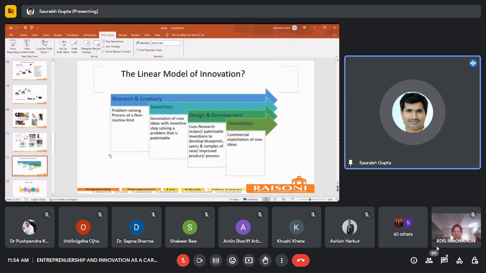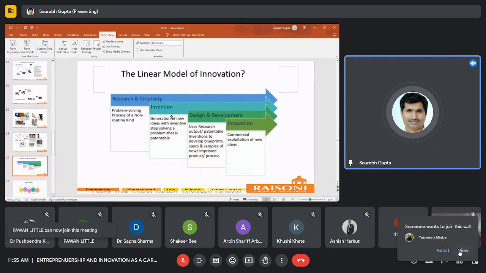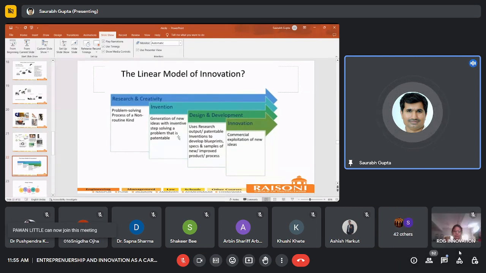So this is the linear model of innovation. First is research and creativity. That is the first part. Here we have to solve a problem or process of a non-routine kind. So more effort is required here. Then it goes to the invention, that is generation of new ideas with inventive steps, solving a problem which is patentable. That is another thing, whether you want to make an intellectual property right or not.